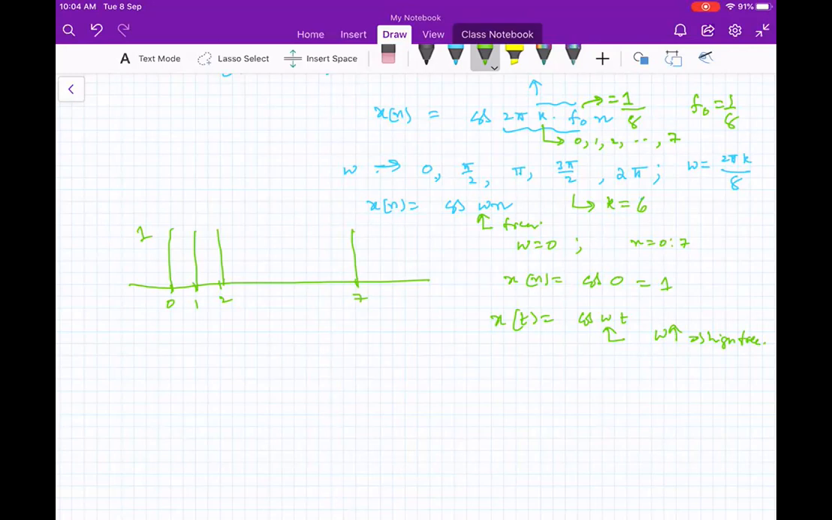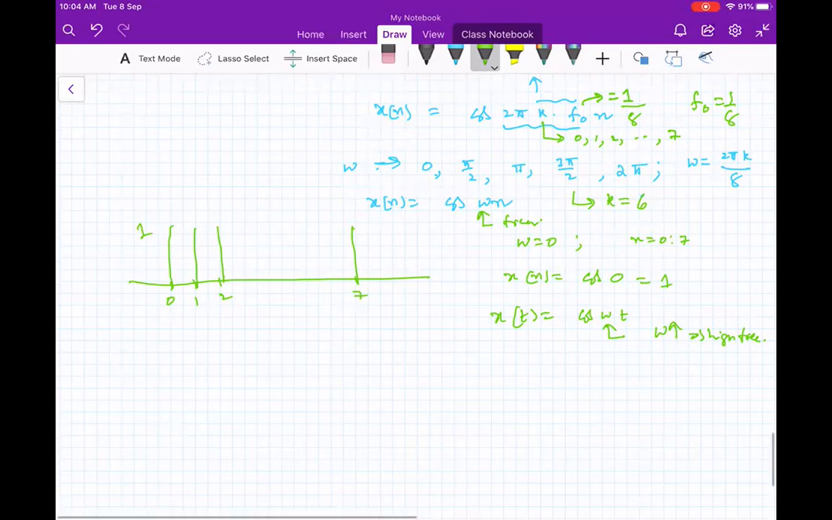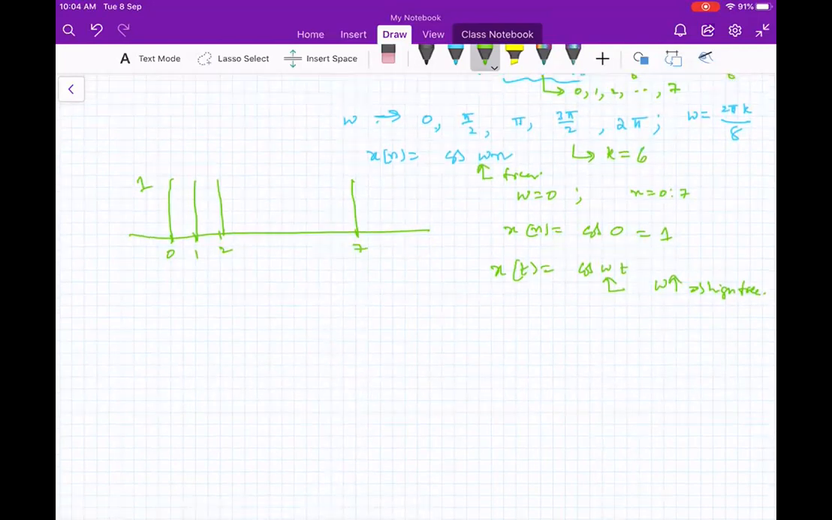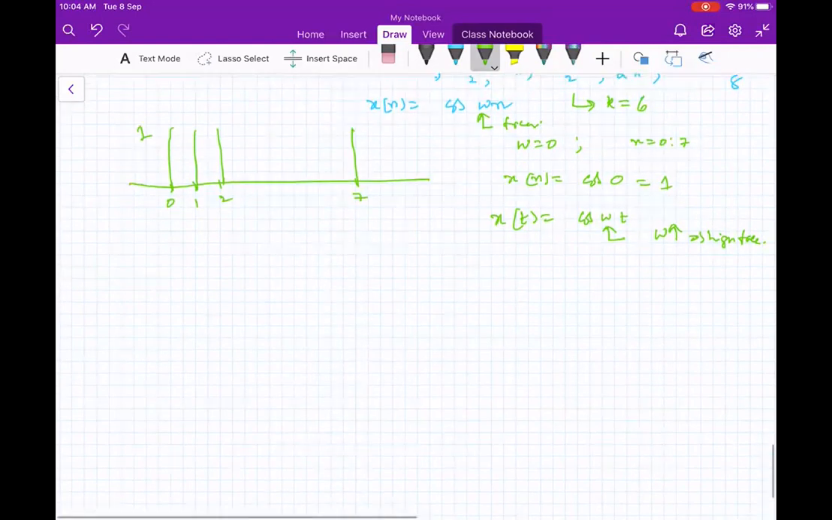So now tell me, the second case, omega equal to pi by 2, how does cos look like? Those who have plotted, you can see your plots and tell. We will try to plot quickly and complete this discussion.